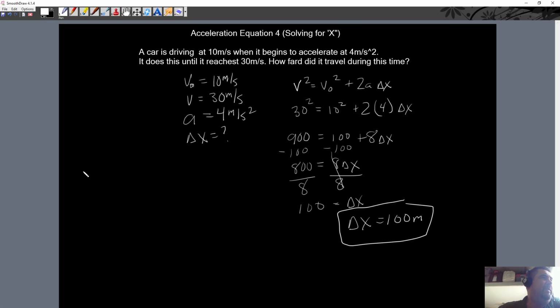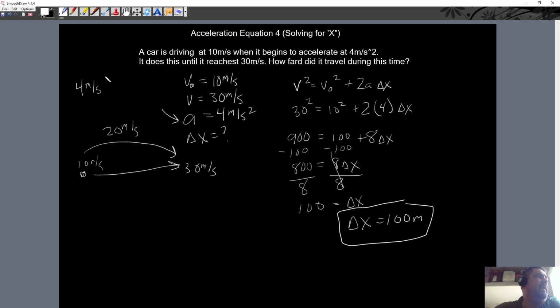Let's see. So we have this car, and it's at 10 meters per second, and it goes until it reaches 30 meters per second. How much did it increase? It increased 20 meters per second. And what's its acceleration rate? 4 meters per second squared, right? That means it increases its speed 4 meters per second every second. That's what that means right there.